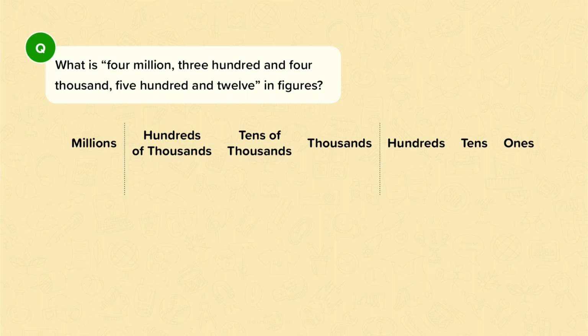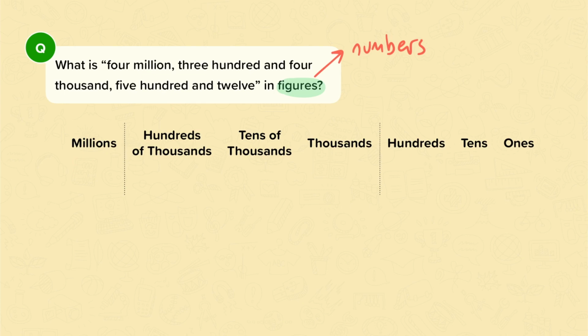Let's have a look at a question. What is 4,304,512 in figures? Now, this word here, figures, might confuse you a little bit, and they use this in exam questions to try and confuse you. Well, actually, figures is just another word for numbers. So essentially, this question is asking us to write out this very long number, and we're going to use our place value chart to help us out.